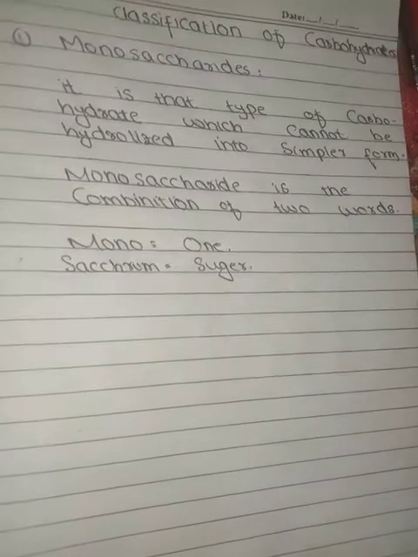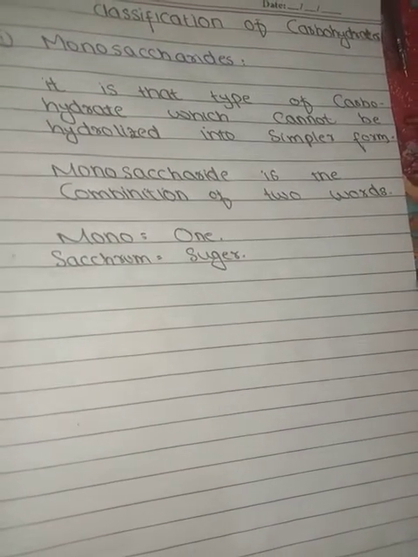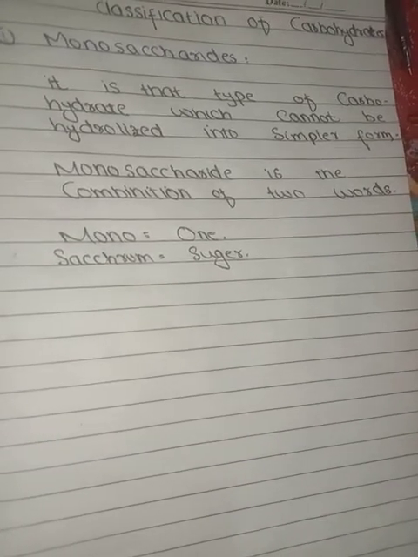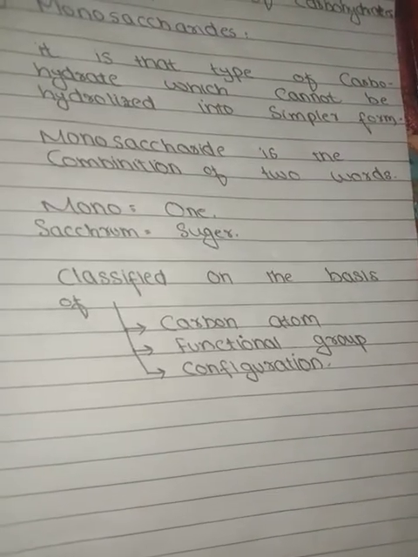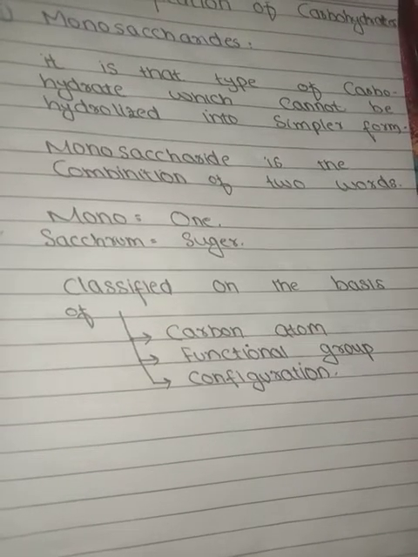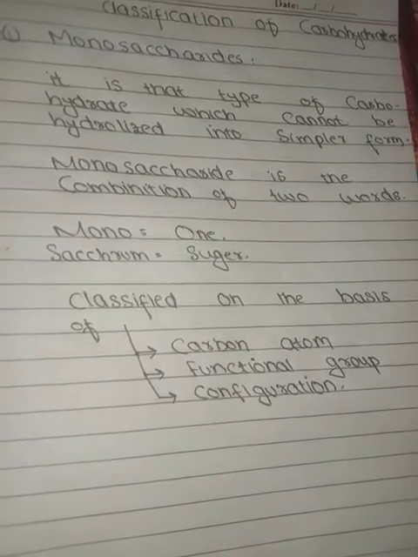If it was a disaccharide like maltose, it can be hydrolyzed into two glucose molecules, or if it was sucrose, it can be hydrolyzed into one glucose and one fructose molecule. So monosaccharide cannot be further hydrolyzed into a simpler form. Monosaccharides are classified on the basis of carbon atoms, on the basis of functional group, and on the basis of configuration. So what is the meaning of carbon atoms, which is the first classification of monosaccharide?